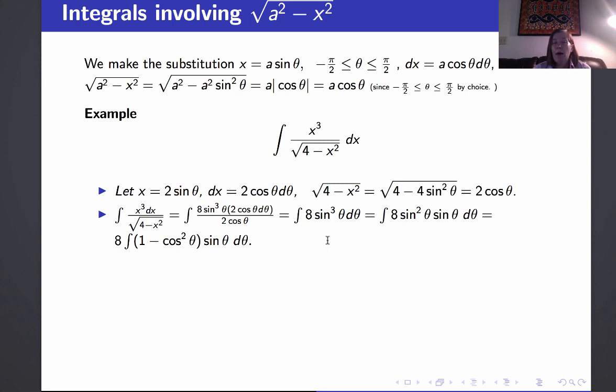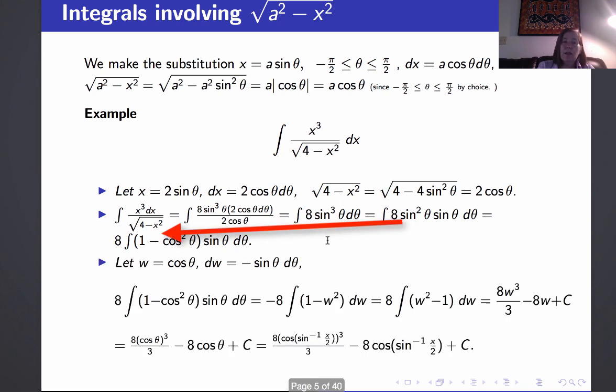It's an odd power of sine, so we can use the substitution u equals cosine theta here. We split away a sine, and we split it into sine squared theta times sine theta d theta. And now we replace the sine squared theta by 1 minus cosine squared theta, and make our substitution. Let w equals cosine theta. This is a regular substitution.